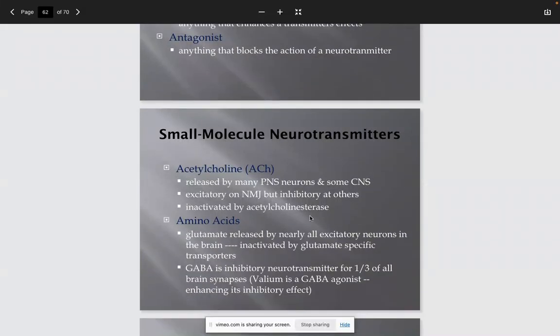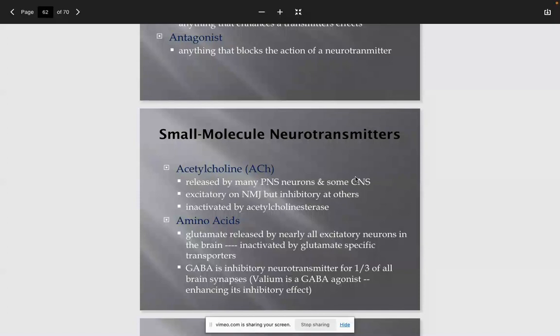Here are some other important small molecule neurotransmitters. Acetylcholine, right? We talked about acetylcholine in some of the muscular lectures. Acetylcholine is released by many peripheral nervous system neurons and some central nervous system neurons. Do you guys know what the central nervous system is comprised of again? It's the brain and the spinal cord, absolutely. And what about the peripheral nervous system? Right? It's the cranial nerves and the spinal nerves. Awesome. Good job.